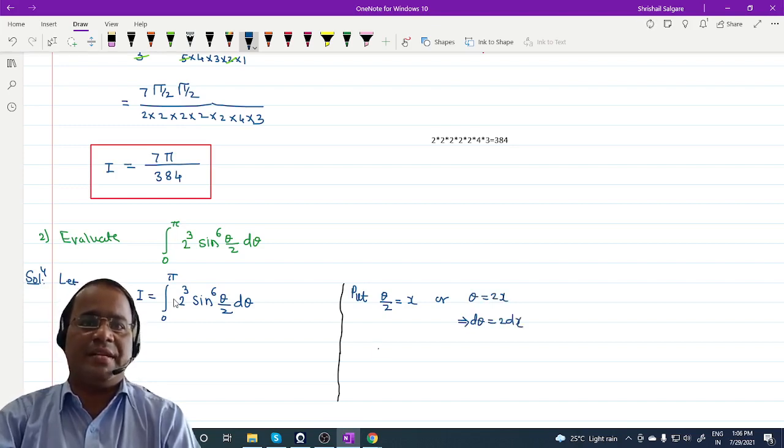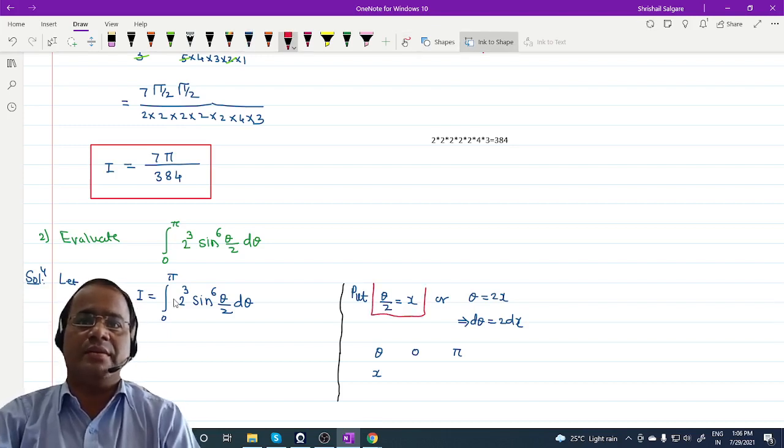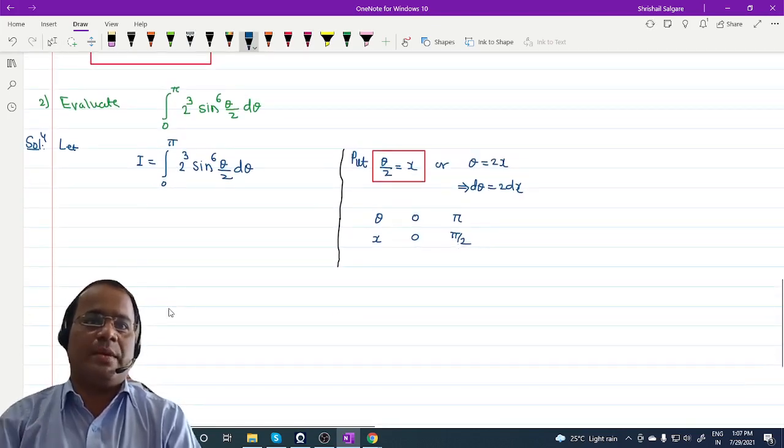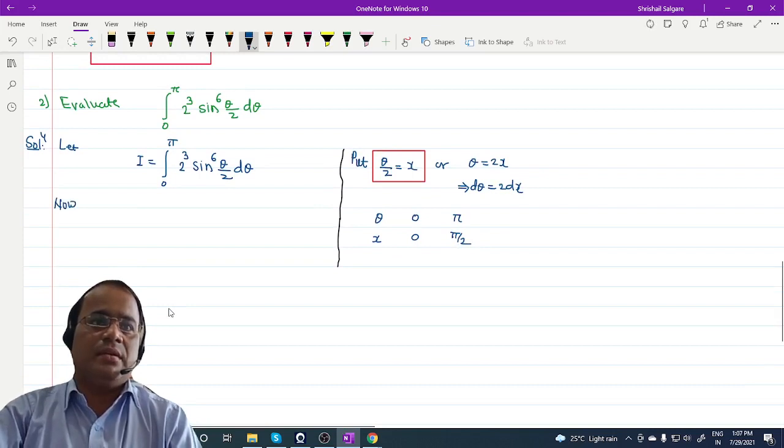Now the limits. The given variable is theta and the limits are from 0 to pi. New limits for x? This is your substitution. Now if you put theta equal to 0, what is x? 0. If you put theta equal to pi, what is x? Pi by 2. So you are getting the new limits 0 to pi by 2, as per our requirement. Then the integral I will write, with 2 raised to 3 taken outside, and new limits from 0 to pi by 2.